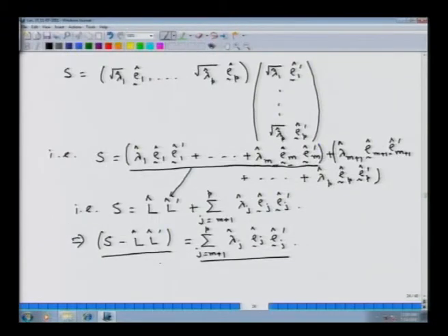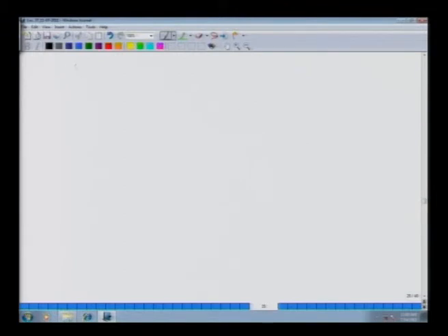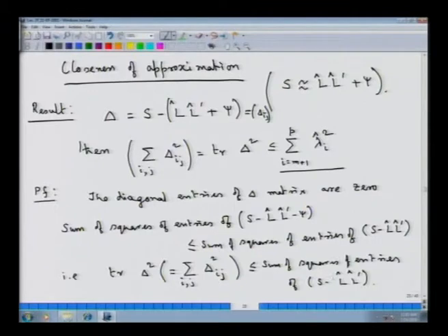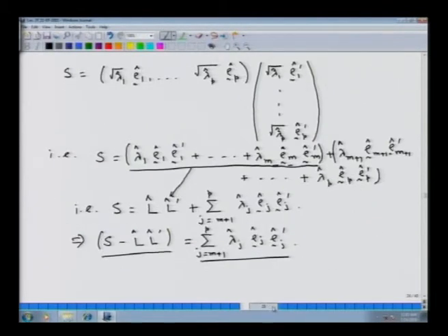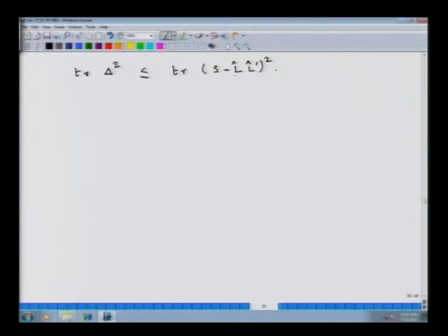Now, this of course is a symmetric matrix. So, what we are going to have is that the trace of delta square from the previous equation is less than or equal to the trace of (S minus L hat) transpose, this square. Why is that so? Because we are looking at the sum of squares of entries of this symmetric matrix, and hence we are writing that in terms of the trace of this S minus L hat transpose square.